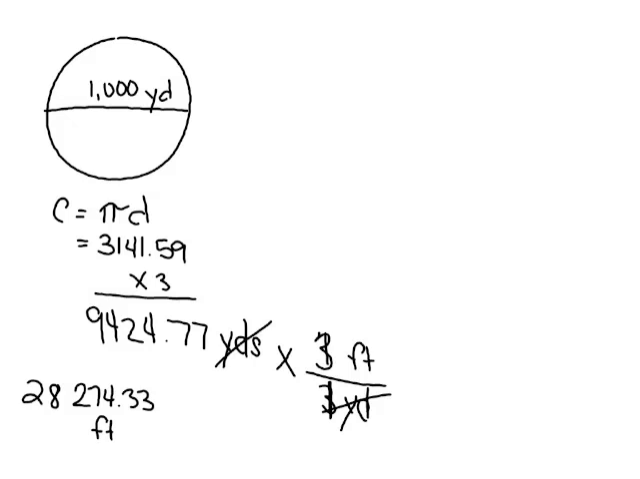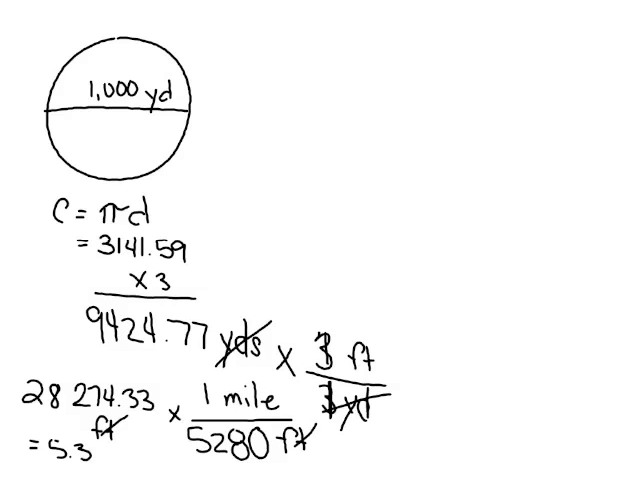Okay, convert that to miles. 1 mile is equal to 5280 feet. Feet cancel. 5.35 miles. Very good. Okay, so each revolution, that lake is 1.78 miles of circumference. So how'd you figure that? Divided 5.35 by 3. Very good.